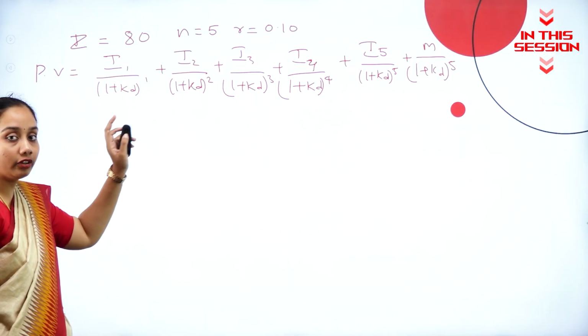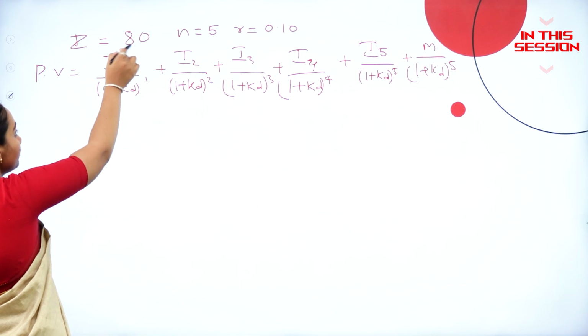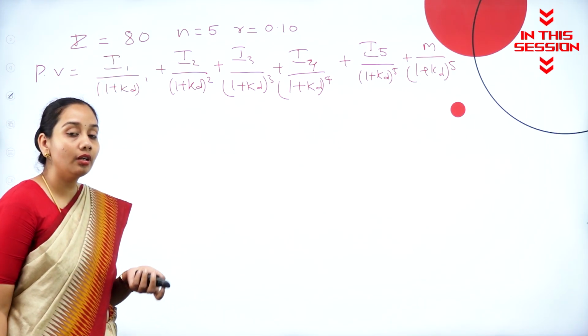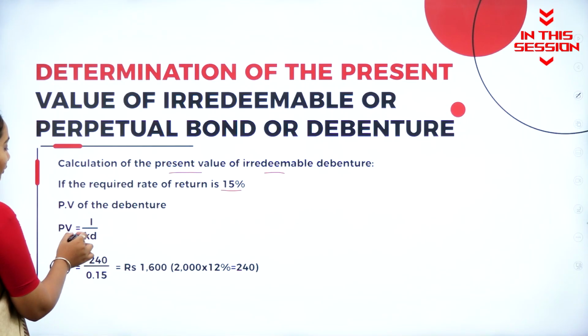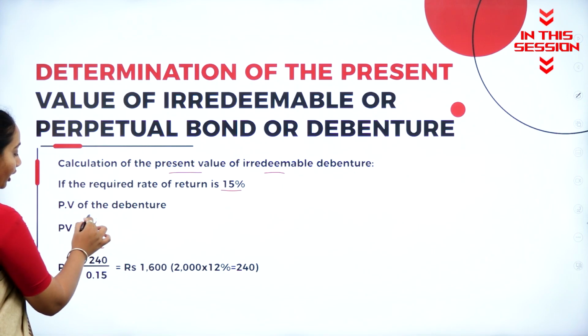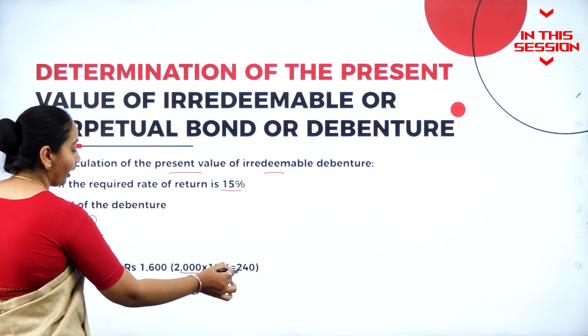So I have taken on the values here. So I is equal to the interest or the dividend amount that the bondholder is going to get. So the formula is PV is equal to I divided by KD. So how did we get I? So 2000 into 12, we have got 240.